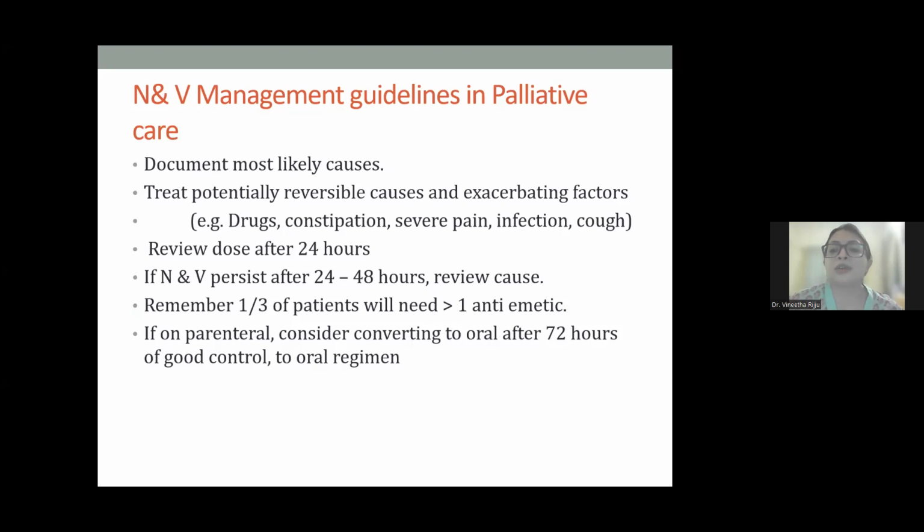In the elderly, urinary tract infections can present very bizarrely. They may present just as vomiting. There may not be any fever. It may be just body pain and vomiting. So try to tackle the main cause also as you are controlling the symptoms. If it is a drug that is triggering it, try to substitute the drug if required. Now, you review the patient after 24 hours. If the nausea and vomiting is persisting after 24 to 48 hours, the patient will need more than one antiemetic. If on parenteral, convert to oral after 72 hours of good control. That is a golden rule.